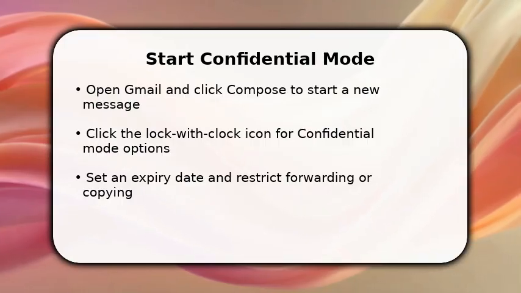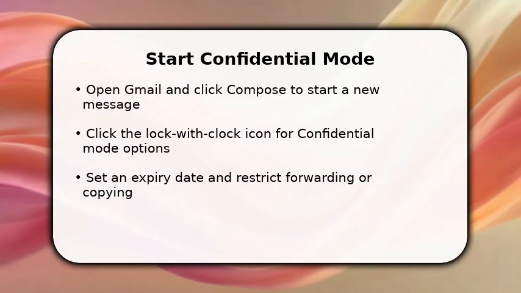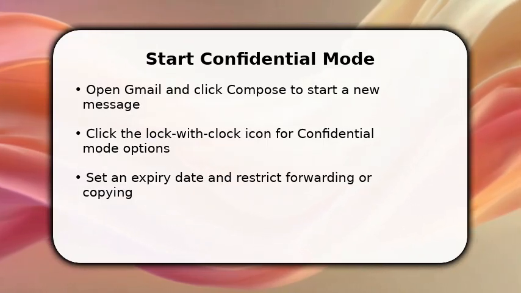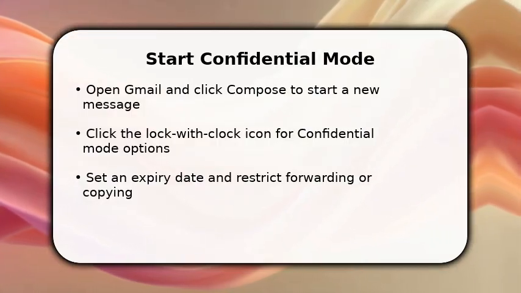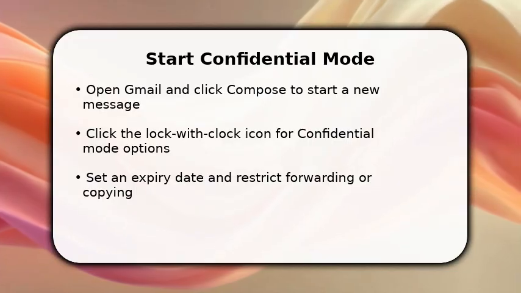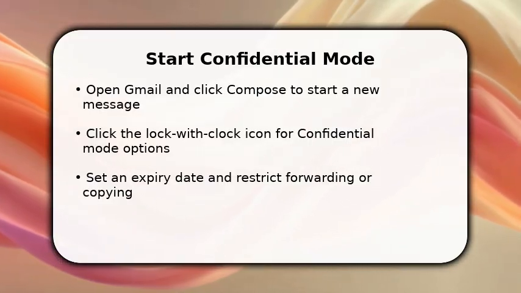You begin by composing the message and immediately enabling confidential mode. This attaches protections to a single email. Choose an expiration, 1 week, 1 month, or a custom date, because the message will become inaccessible after that point.